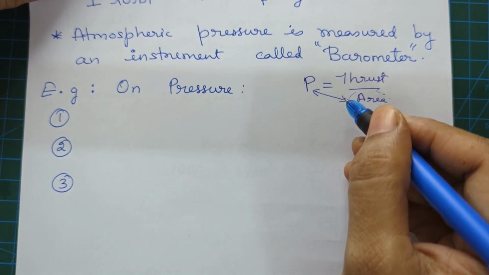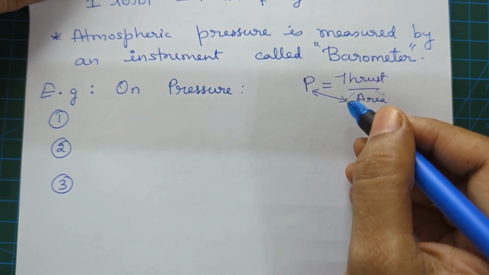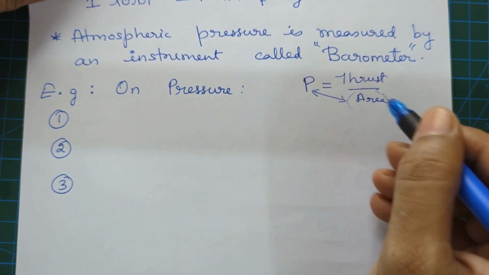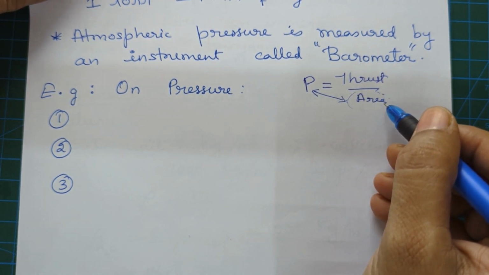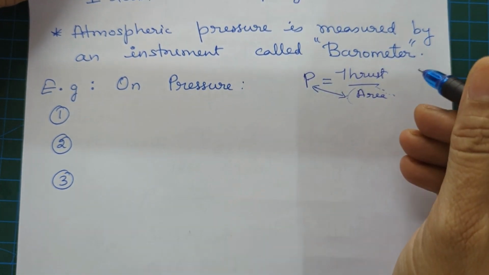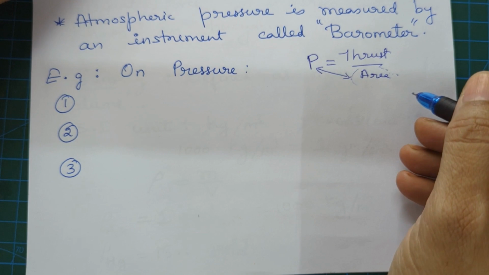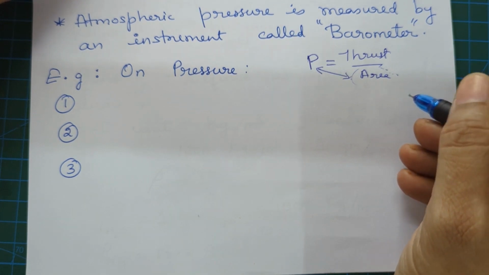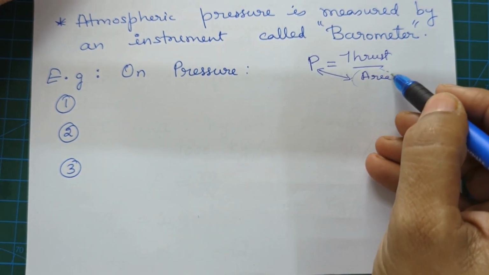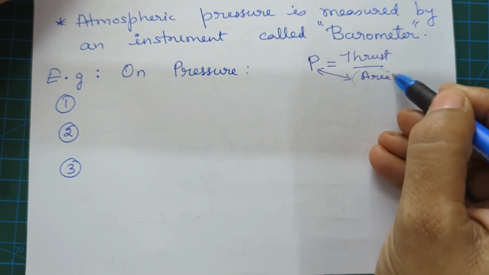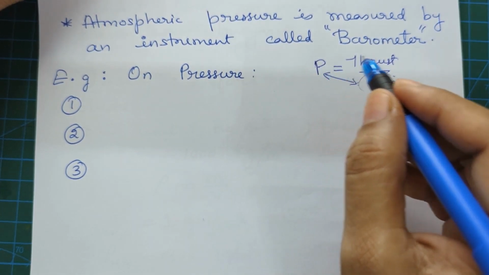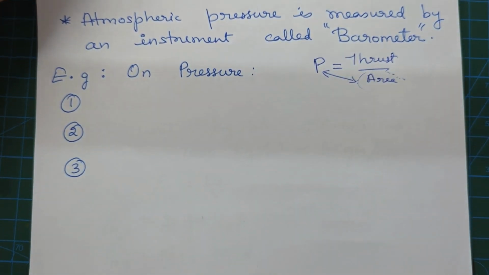Similarly, why is it difficult to walk wearing high heels in sand? The area of the heels is less, so pressure is more, so our feet go into the sand. Whereas it is easy to walk wearing canvas shoes. Canvas shoes are flat at the base, so the area is more. So if the area is more, pressure is less. So wearing canvas shoes, we don't go deep inside the sand.